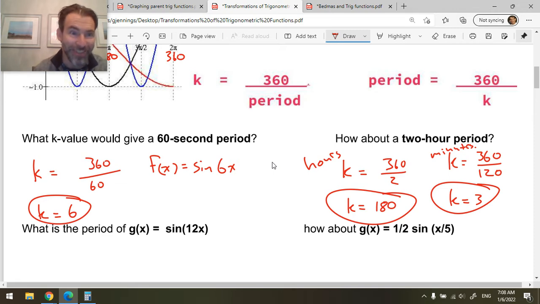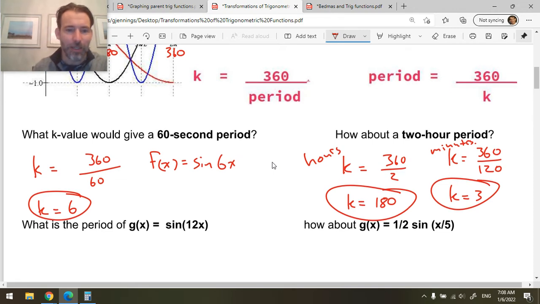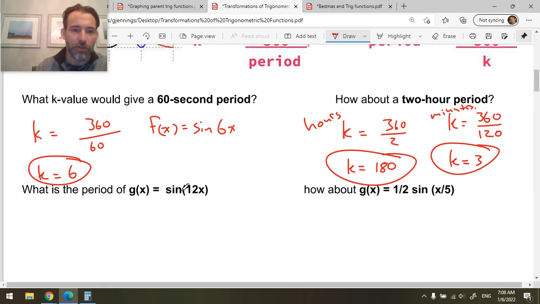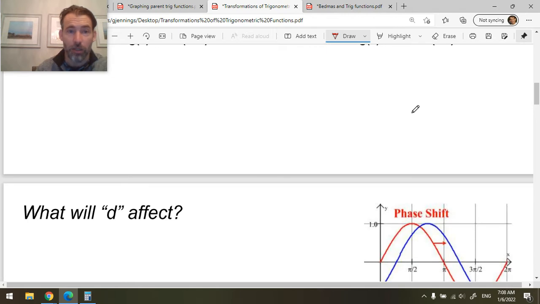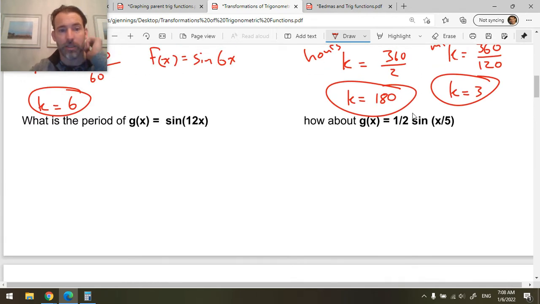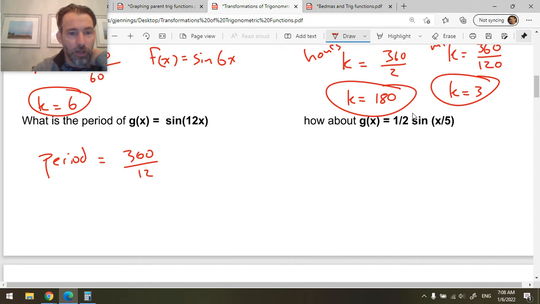Different, but the same. Okay, now, what is the period of g of x is equal to sine 12x? Well, there I want to use this, because I'm given k, so let's calculate the period. Okay, so if I say the period is equal to 360 divided by this value k, divided by 12. Well, 360 divided by 12 is 30. So there the period of this function would be 30.